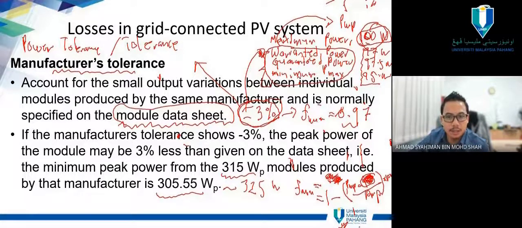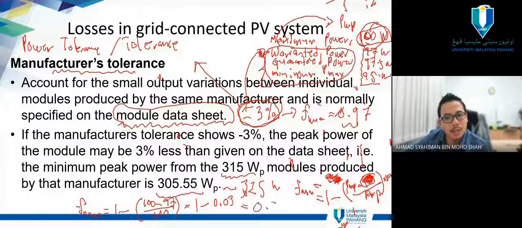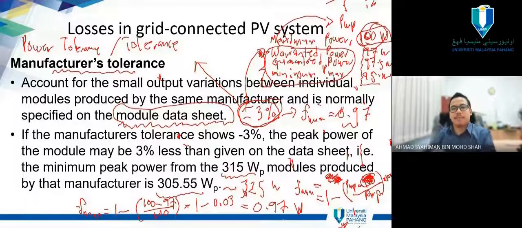Let's say for the FMM: 1 minus 100 minus 97 over 100. Then 1 minus 0.03, and you get 0.97 for the FMM.